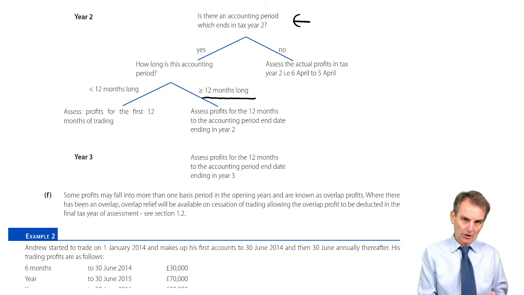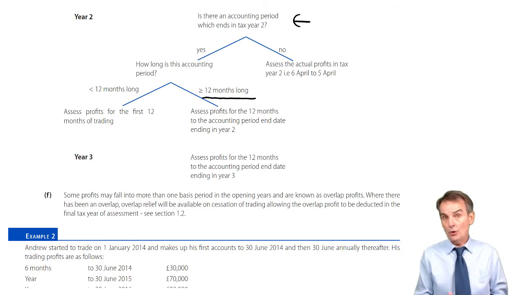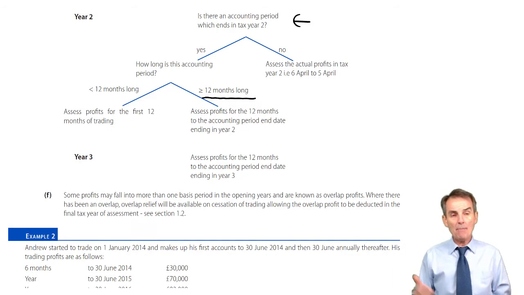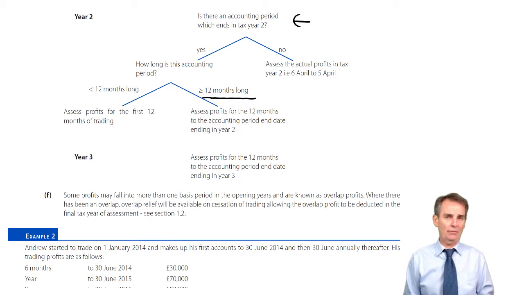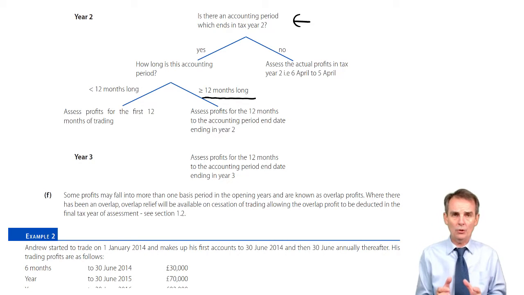Having got the first year sorted, we will use CYB as soon as it is available. But that may not be in the second tax year, may not even be in the third tax year, as we'll see in this lecture. It may be as late as the fourth tax year before it happens. But as soon as we get it, we will use it.